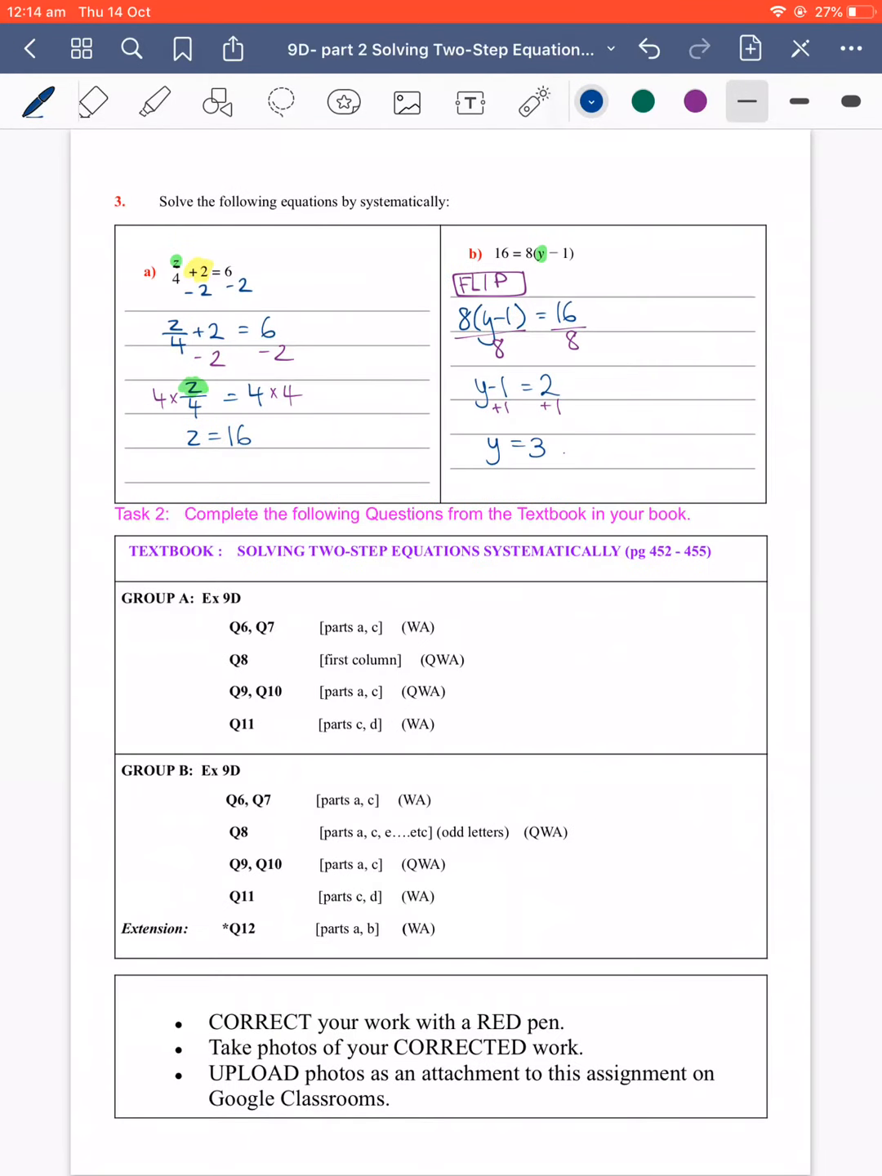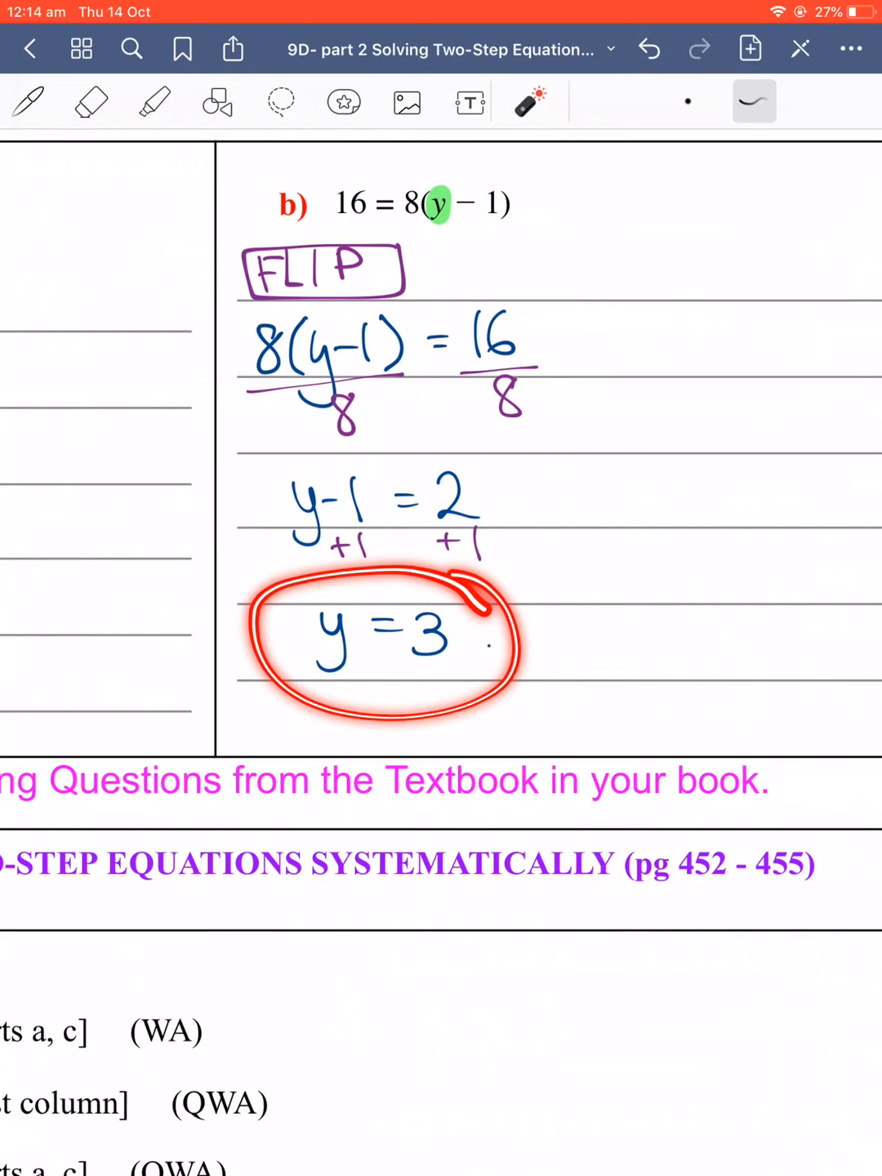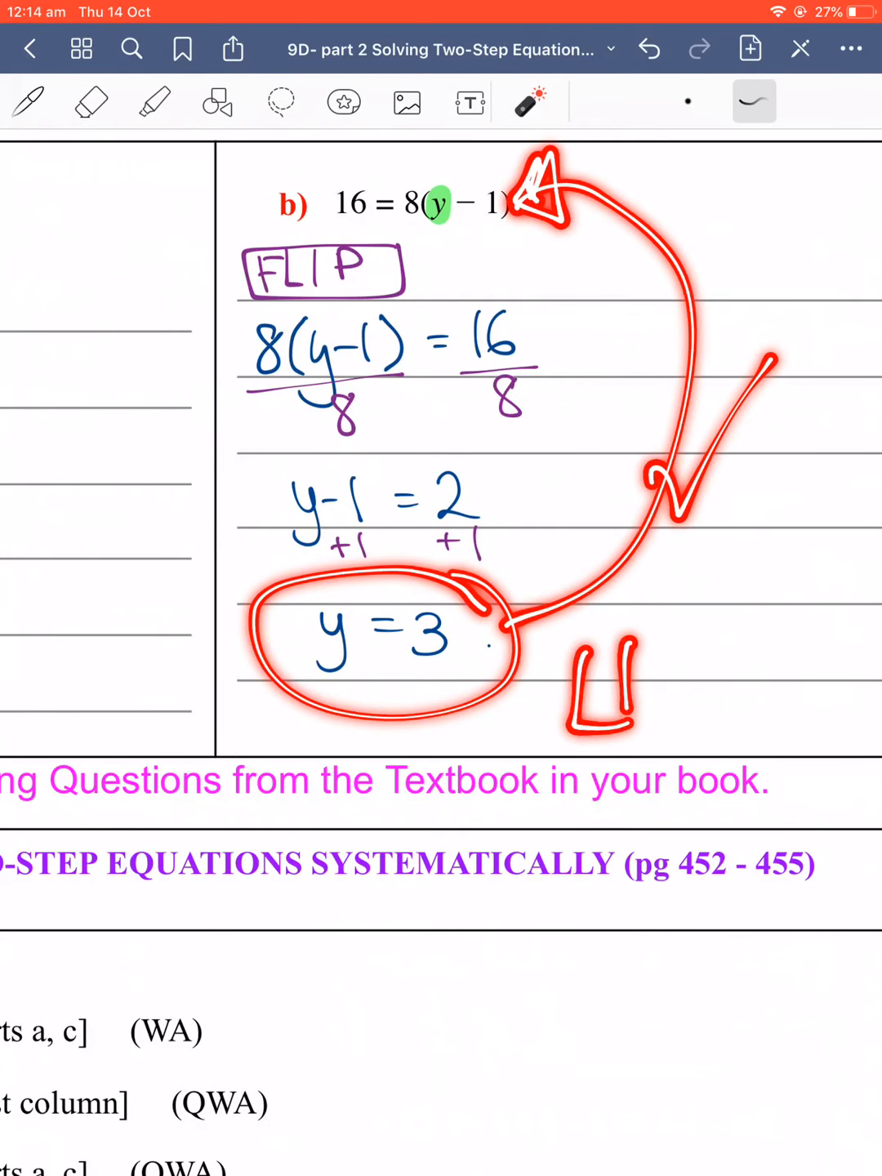And we are done. Just keep in mind with some of these, you may need to prove that your statement that you've come up with is correct. So what you do with that is you would substitute it back into your original statement and check that your left-hand side equals your right-hand side.